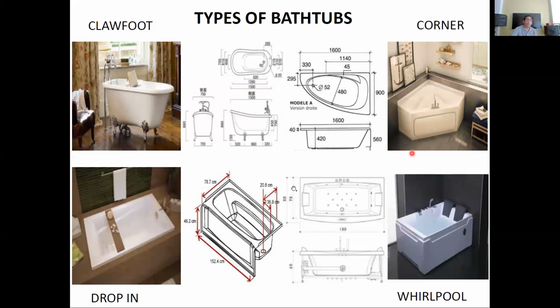So make sure that you ask for the measurements of the bathtub that the owner will buy, so you can fit the specific type of bathtub inside the toilet. This is a jacuzzi whirlpool type of bathtub. This is commonly used now in high-end residences.